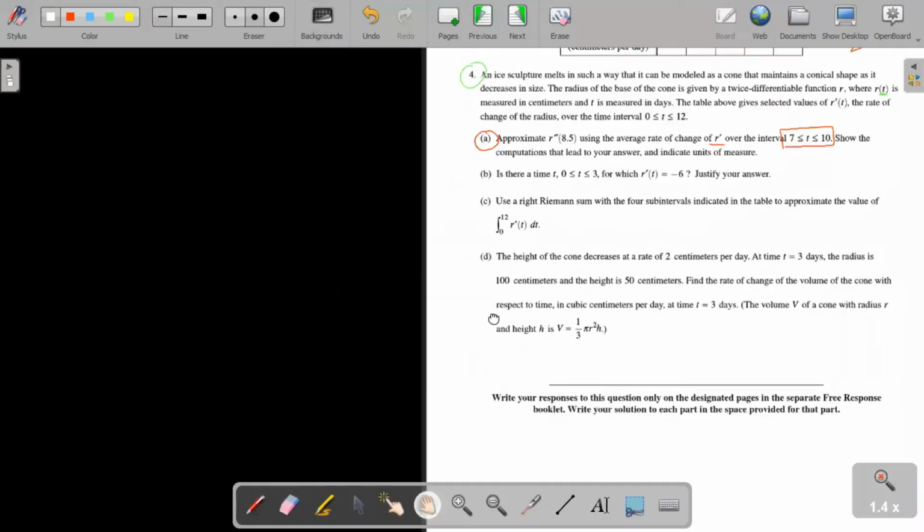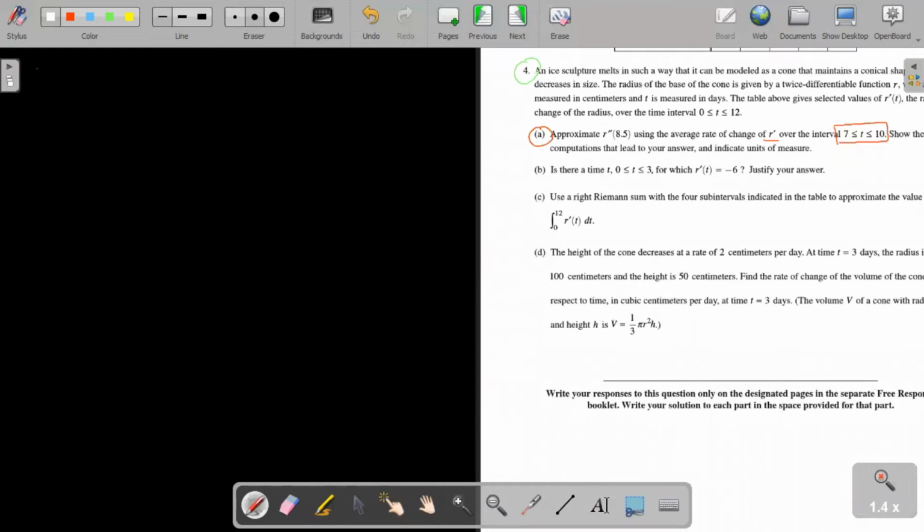Let us see the second part. It is asking, is there a time t between 0 and 3, or we can say from 0 to 3, for which r dash t is minus 6? Is there any time belonging to 0 to 3? We have to check this. Is there such a time? How can we check this?